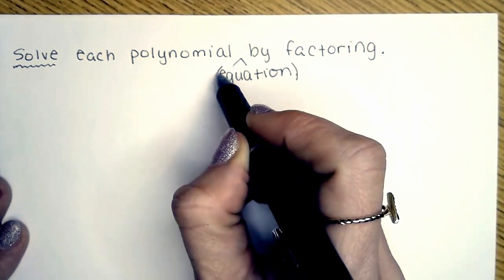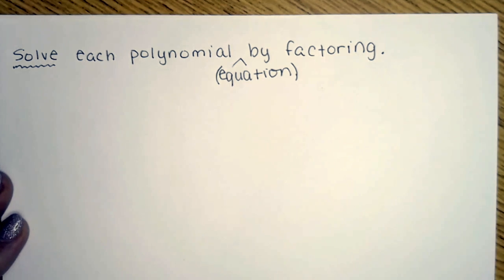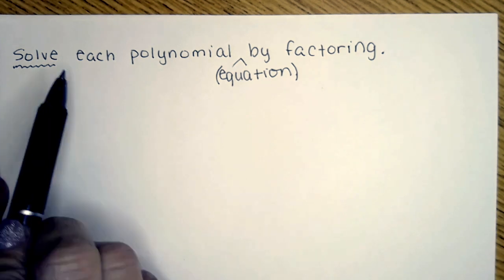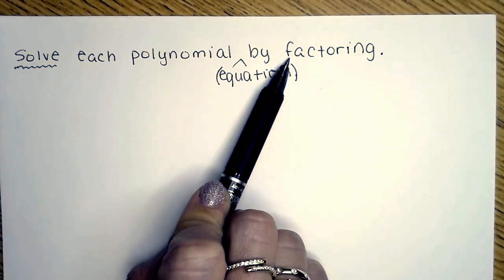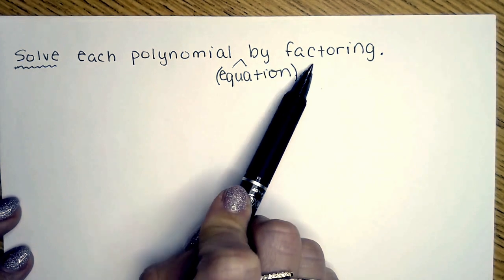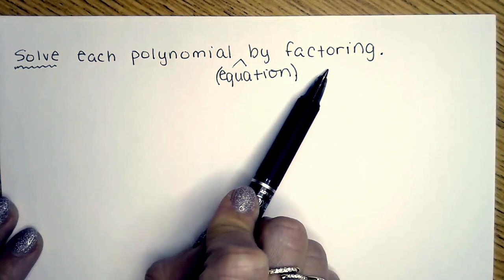Sometimes it'll just say solve, period, end of story, right? So you have to assume if they're asking you to solve, they're asking you to solve an equation. If they're just asking you to factor, they're asking you to factor an expression. But we're even being really specific, and we're saying to solve by factoring so that you know what method we're going to use. So this is what we were doing in class yesterday.